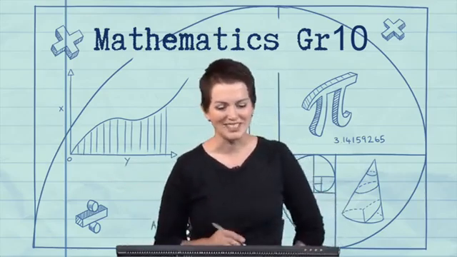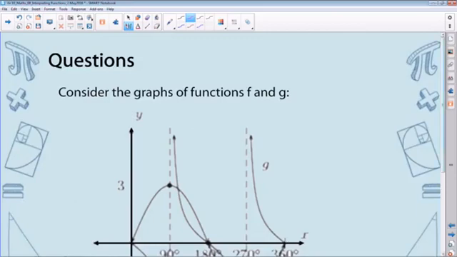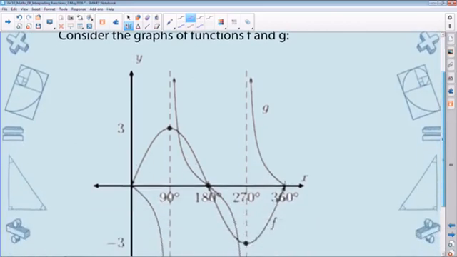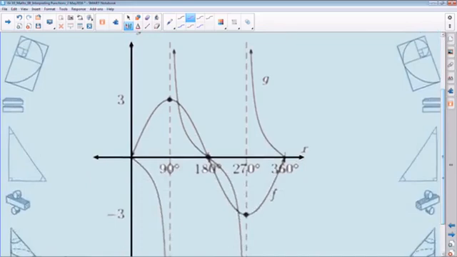Let's take a look at this question. Consider the graphs of functions f and g. Okay, let's take a look. Well, we have this function over here, which looks very much like a sine function, doesn't it? It goes up first and then comes down. It has a period of 360 degrees, and it goes up to 3 and down to -3. So it's not your parent function, but it's interesting enough.